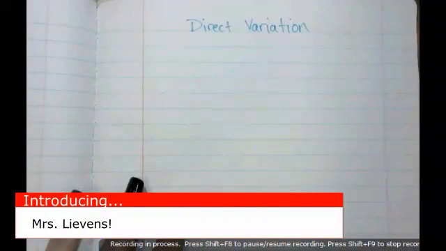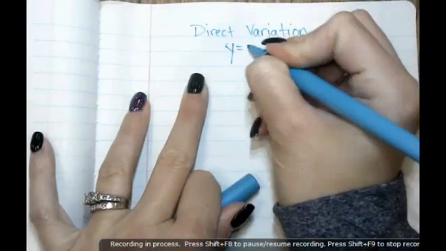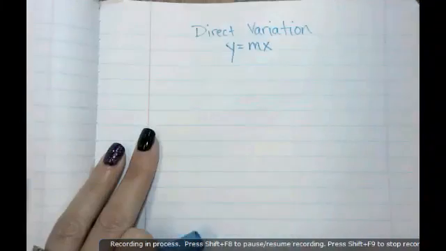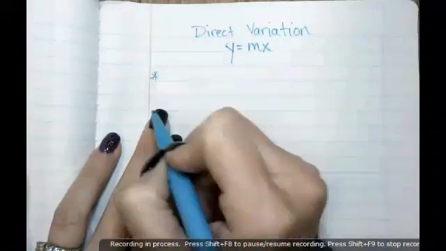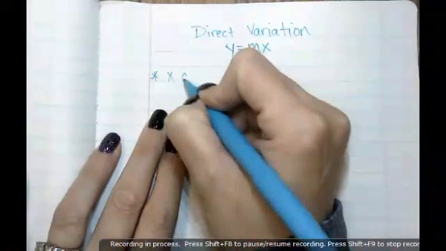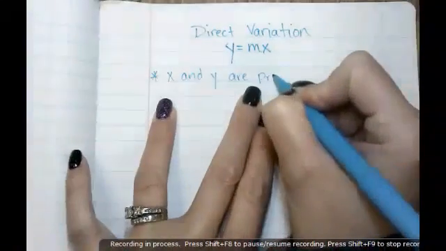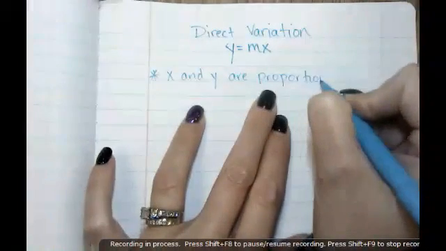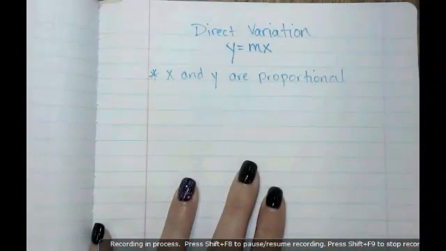When two quantities, x and y, are proportional, they can be represented by a direct variation equation, which is y equals mx. There are a few things that are always true in a direct variation equation. The first, x and y are proportional. This means that as x changes, y is going to change at a proportional rate to that.